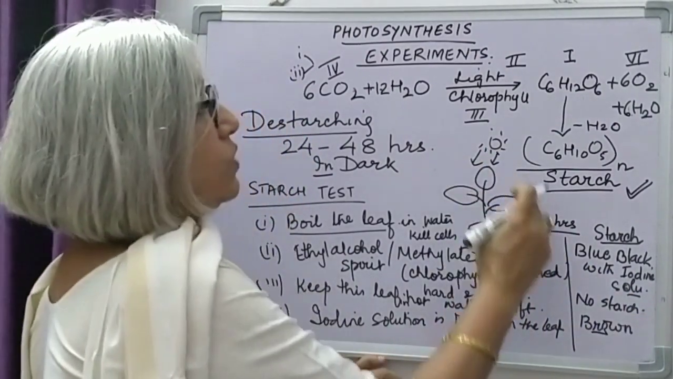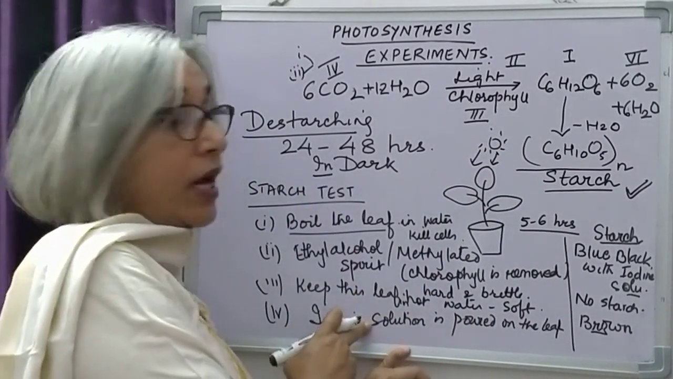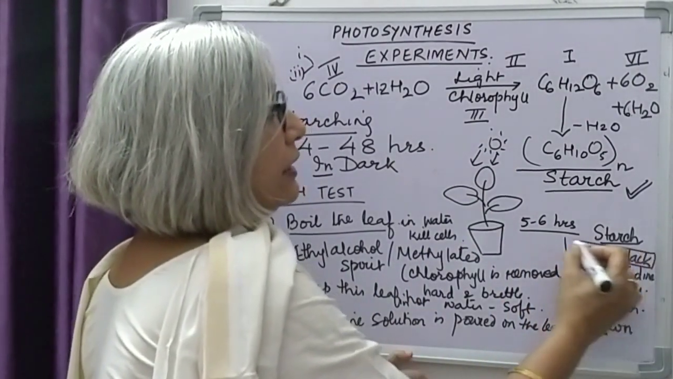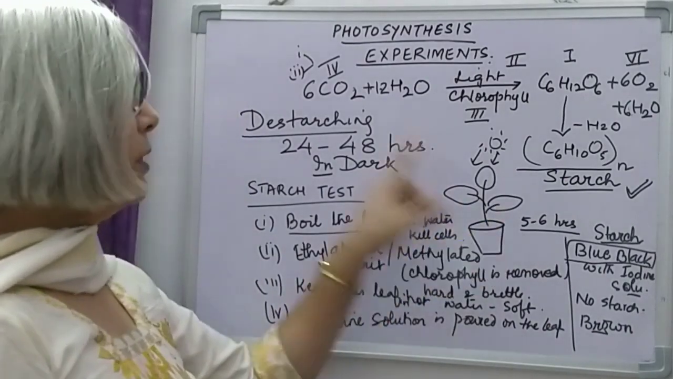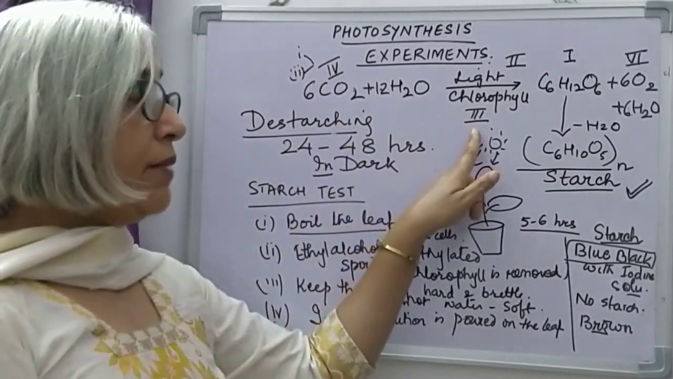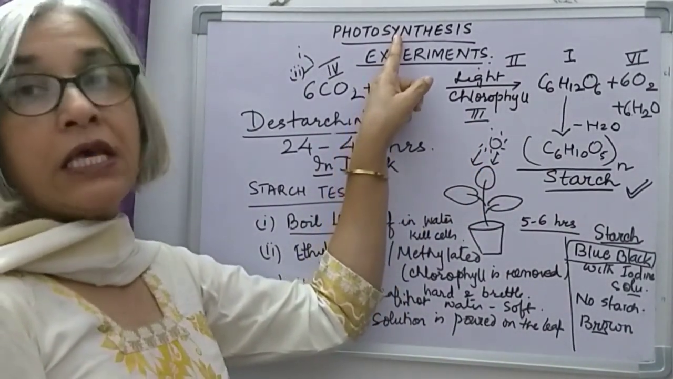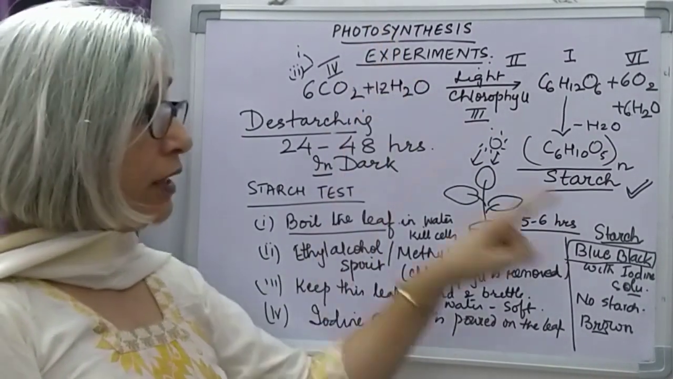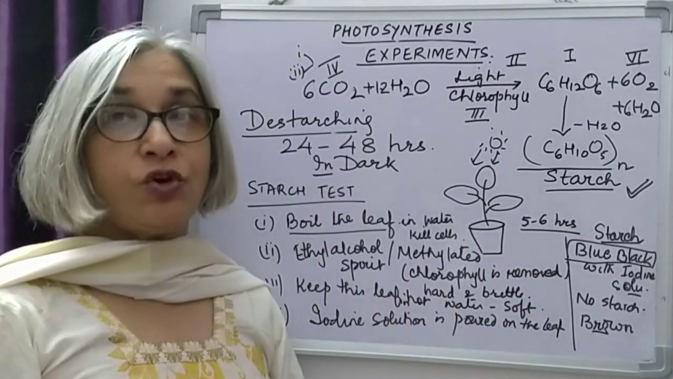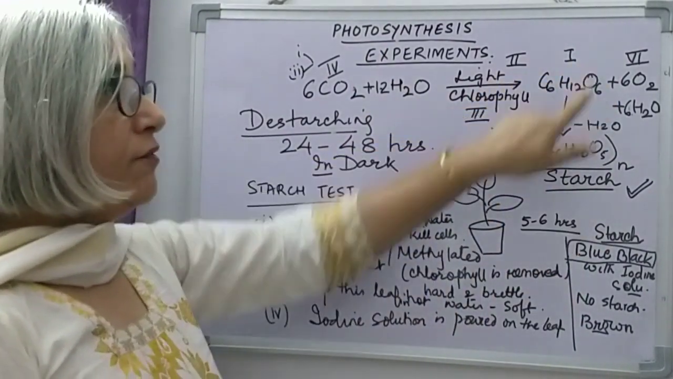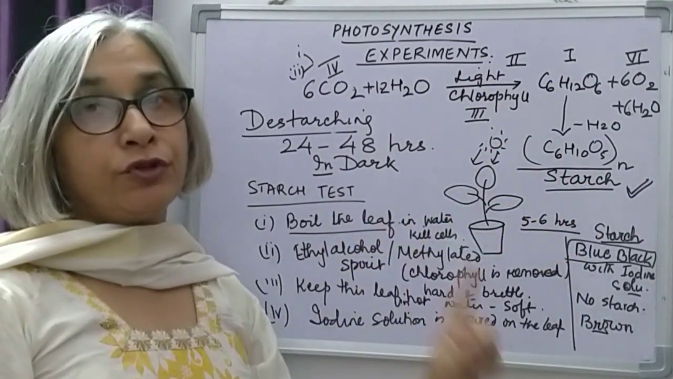So in this case, after doing the starch test, that is testing it with iodine solution, we see that the leaf has become blue-black, clearly indicating that a plant after destarching, when it was kept in the sun, has undergone the process of photosynthesis, has manufactured starch. So at the end of the experiment, the leaf becomes blue-black, indicating the presence of starch. So this was the first experiment, test for starch in a leaf during photosynthesis.